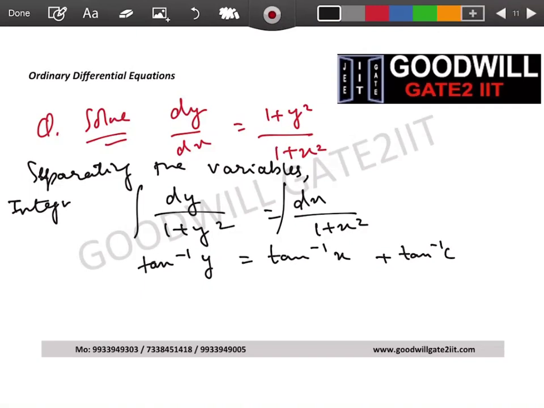To write that constant in a better way for our numerical, we are going to put constant c as tan inverse c, right? Or if you have a numerical with log terms, then we'll put the constant as ln c, so that we can simplify our solution, because constant c or tan inverse c or log c, all are arbitrary constants only, right? So it doesn't matter, but it will be helpful for you to get a proper solution. Okay.